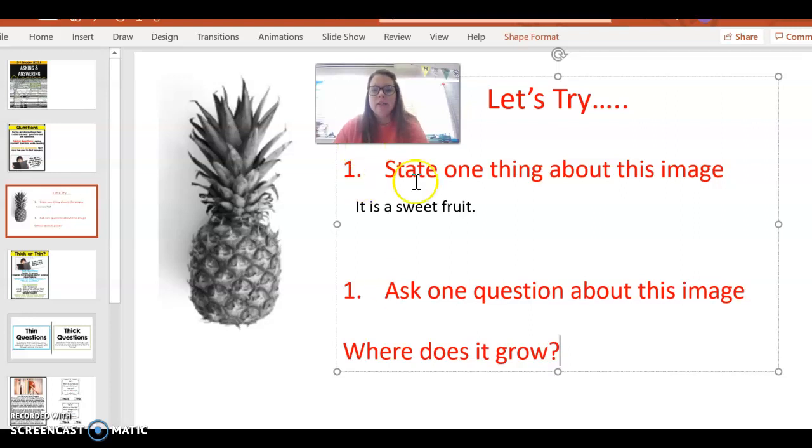Okay, so a statement that I made about this image is that I know, without even reading anything, that it is a sweet fruit. Okay, and then my question is, where does it grow? Because I really don't know. I don't know if it grows on a tree. I don't know if it grows in a bush. I don't know where it grows. Okay, so those are me just looking at an image and asking questions.